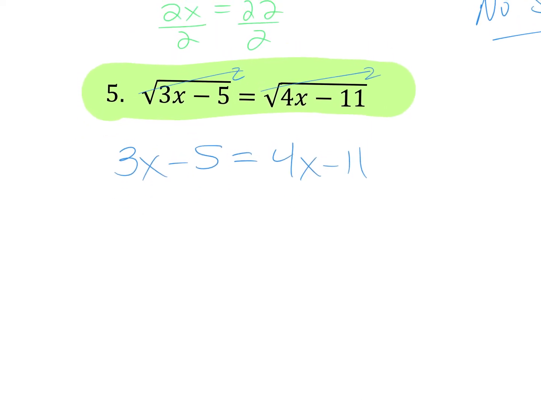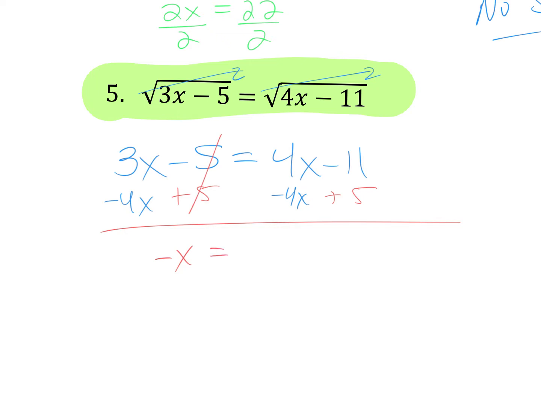So in this case, move x's to one side and numbers to the other. I'm going to subtract 4x, and then I'm going to add 5. So 3x minus 4x is negative x. Negative 5 and 5 cancels. 4x and a negative 4x cancels. And negative 11 and 5 is a negative 6. So what does x equal? x equals 6. Now I have to take that number and plug it back in.